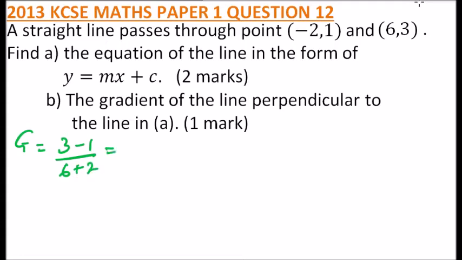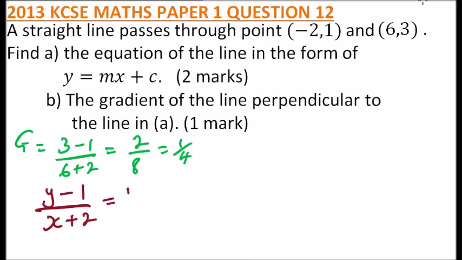So this is equal to 2 divided by 8, which is the same as 1/4. Now we have the gradient. We can now get the equation. We take an imaginary point (x, y), so you say y minus 1 divided by x minus -2, that will give us x plus 2, is equal to 1/4.